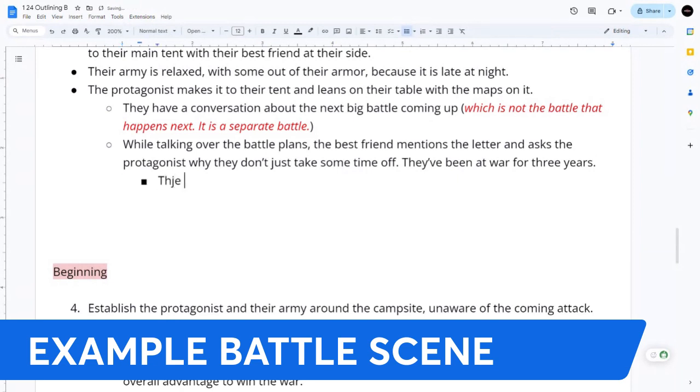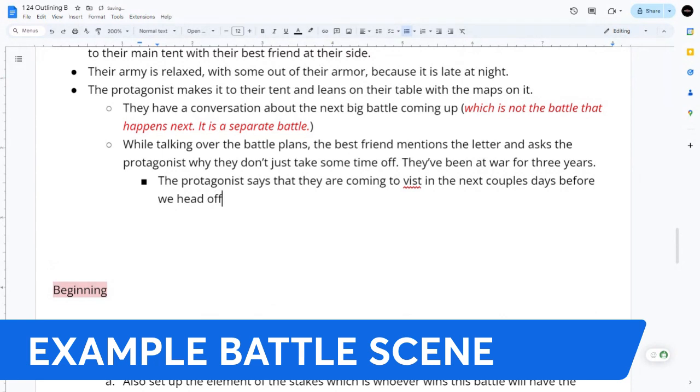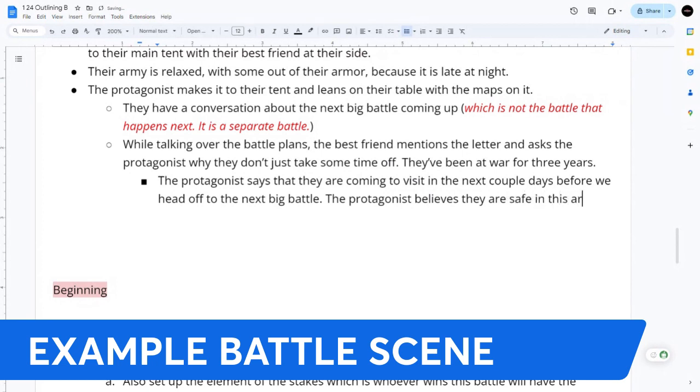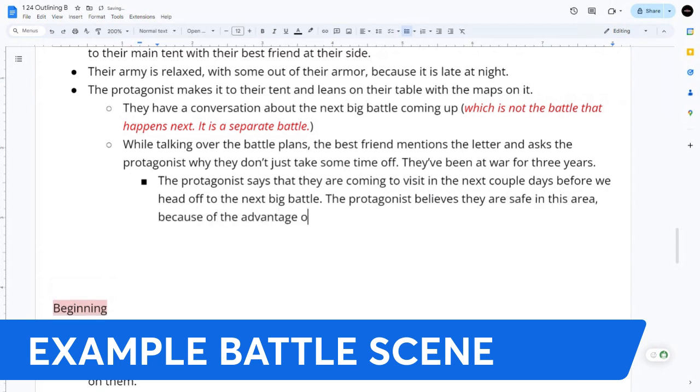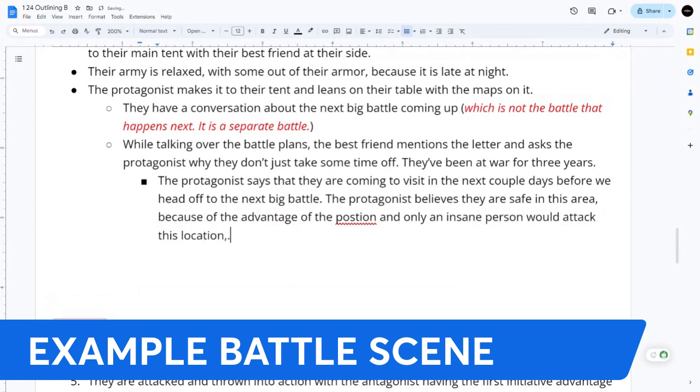Okay. The protagonist says that they are coming to visit in the next couple of days before we head off to the next big battle. There you go. We could even say the protagonist believes they are safe in this area because of the advantage of the position, and only an insane person would attack this location. All right, so now we're establishing what's going on, the impossibility of it.